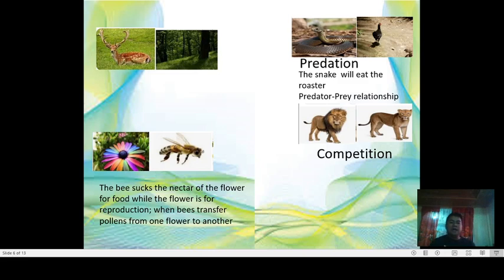Next, the lion and the lioness. Their relationship is competition. Why competition? Because they compete for food because they are eating the same organisms.